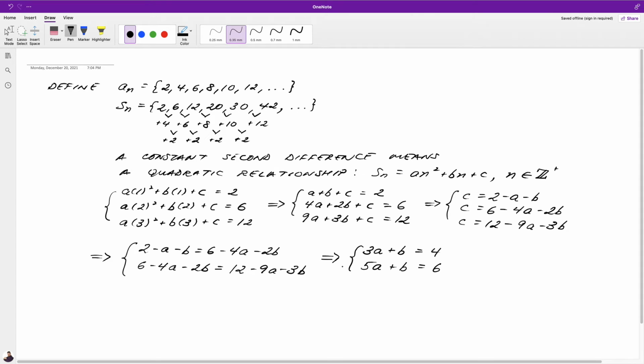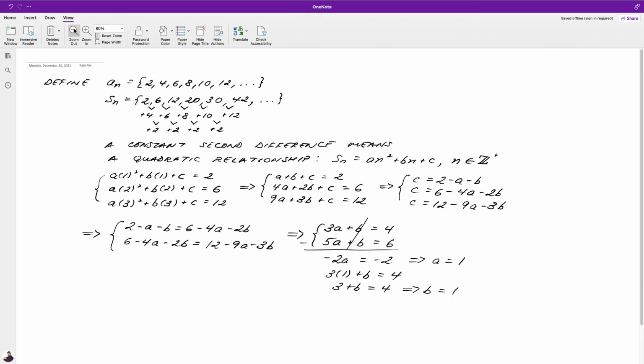Very good. Now, as you can see, we're perfectly set up for elimination. Let's go ahead and do that. 3a minus 5a is negative 2a. 4 minus 6, negative 2. And clearly, we're going to have a equals positive 1. Let's go ahead and find b. We know that using this top equation, 3 times 1 plus b is equal to 4. That means that 3 plus b equals 4. Subtracting 3 from both sides, that means b equals 1.